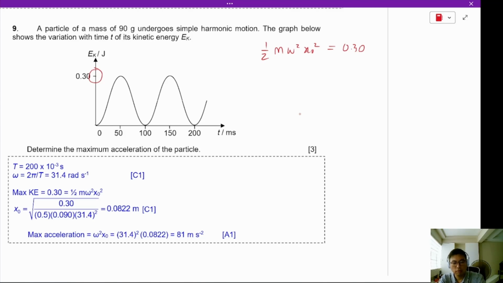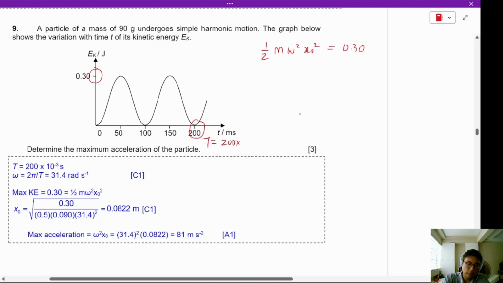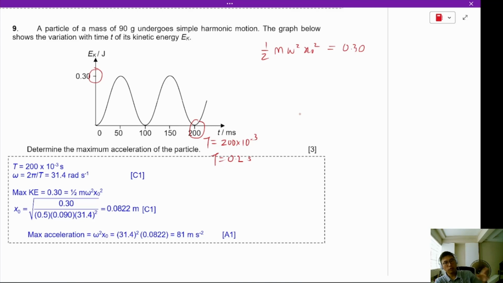Okay, so what can we tell from this? Now we also can look at the graph over here. 2 complete humps is 1 period. So T is equal to 200 times 10 to the power minus 3, or rather T is equal to 0.2 seconds. Okay, so from these two, we can obtain this information. We can find omega. Omega will be equal to 2 pi divided by T. This will be 31.4 radians per second.